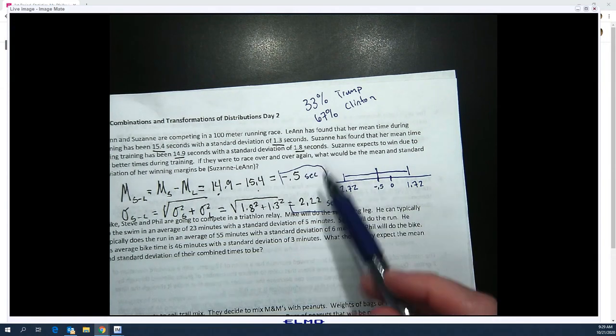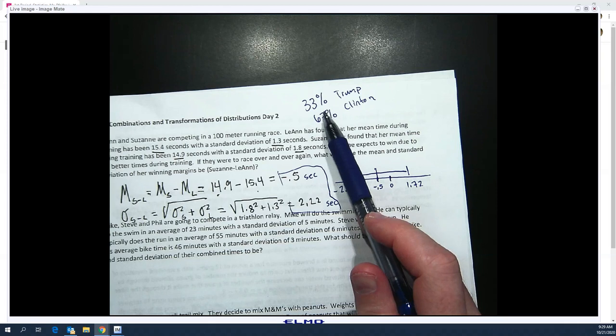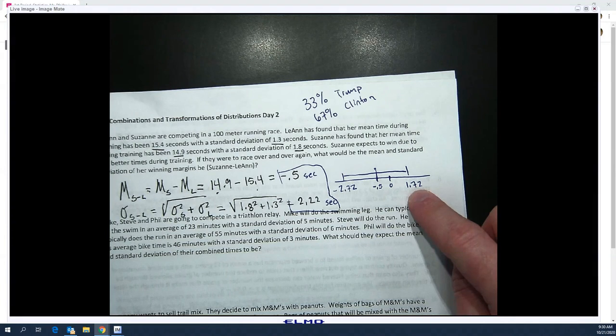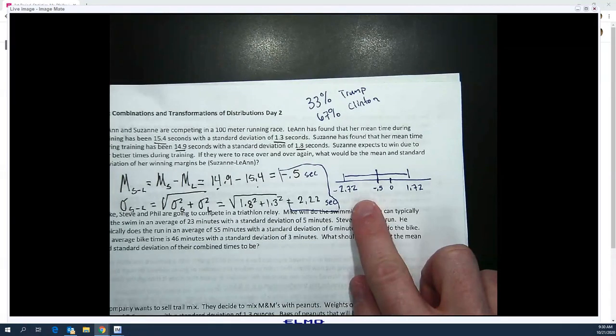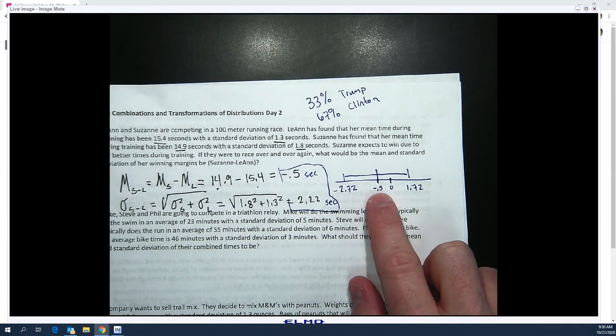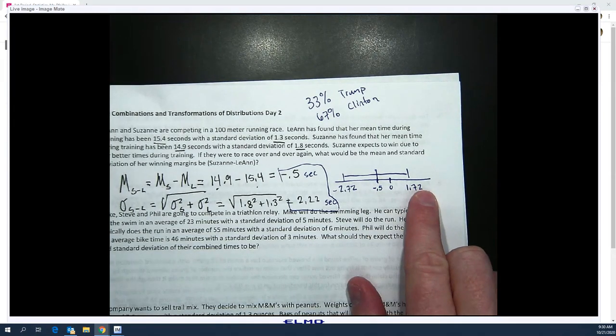So these ranges of values in stats are really important to understand. I think they give you a better understanding of when things that seem surprising happen. You're like, wait, actually that wasn't too surprising. Sometimes Leanne is going to win by up to almost 2 seconds, even if consistently Suzanne wins these by about half a second. Leanne coming in 1.72 seconds faster is not surprising. That's within that range of typical values.